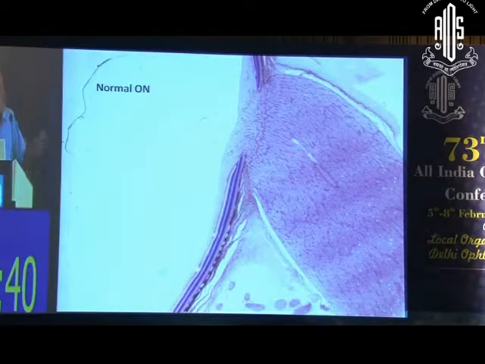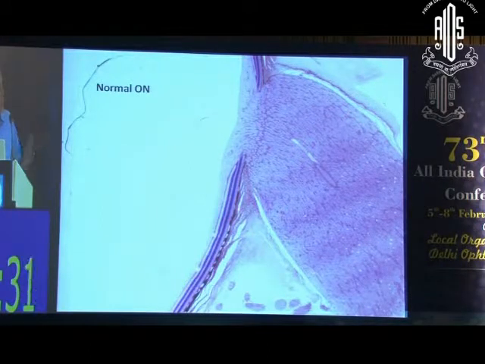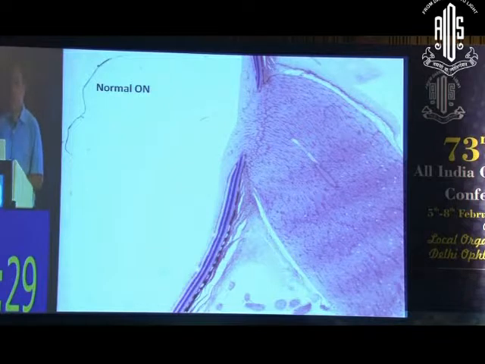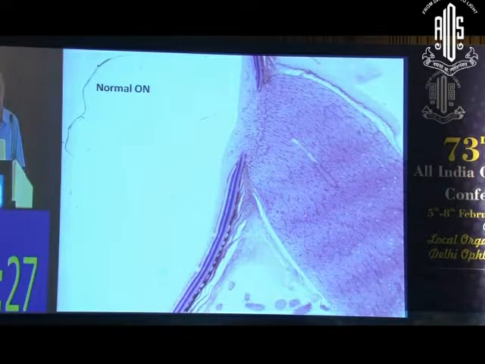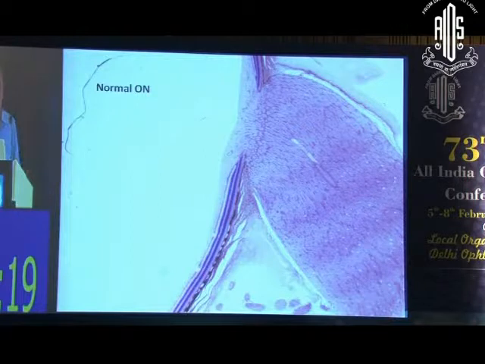Okay, now this is a section of a normal eyeball. This is the optic nerve. This blue band that you see, that's the retina. The pigmented thing is the choroid. Now can anyone tell me where the lamina cribrosa is? Okay. How do you identify lamina cribrosa? Okay, this is the lamina cribrosa.